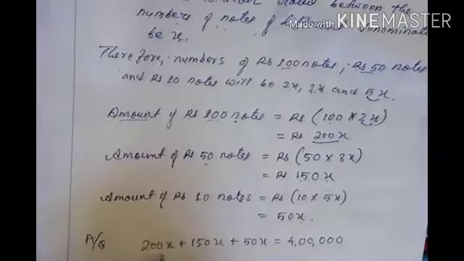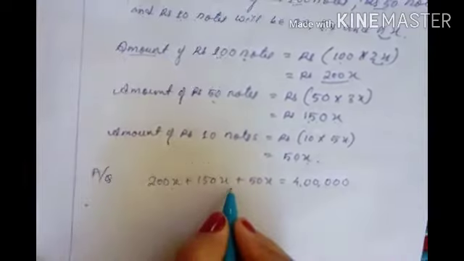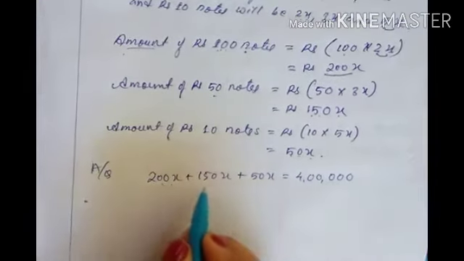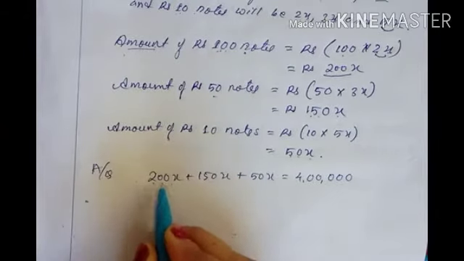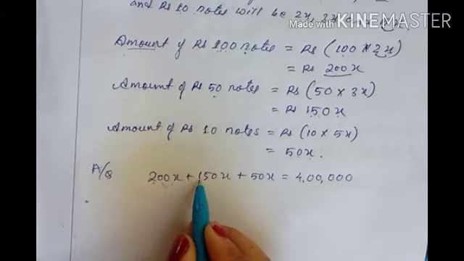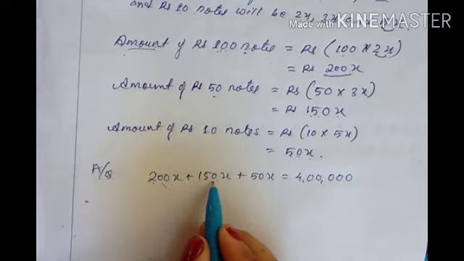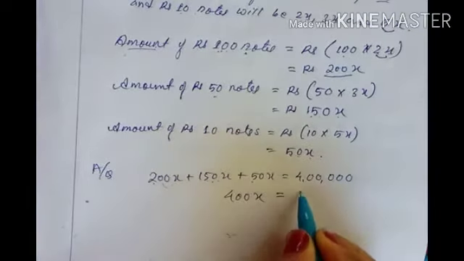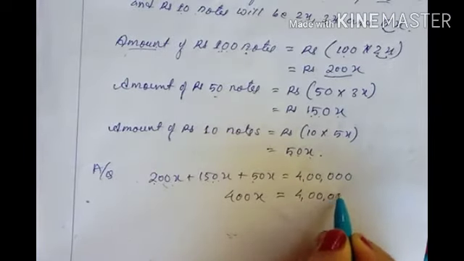Now here we can see x, here also x, and here also x, so we can add all of these. 200 plus 150 is 350, and 350 plus 50 is 400. So you will get 400x equal to 4 lakhs.